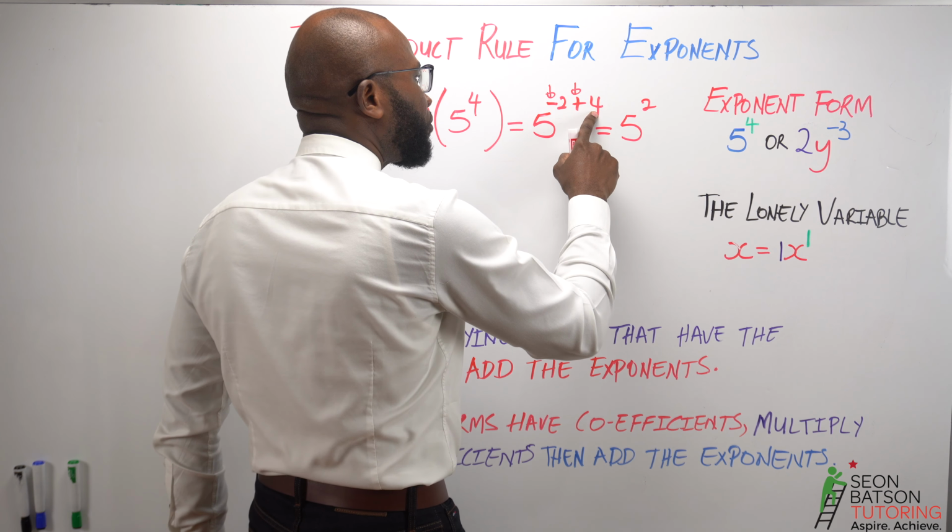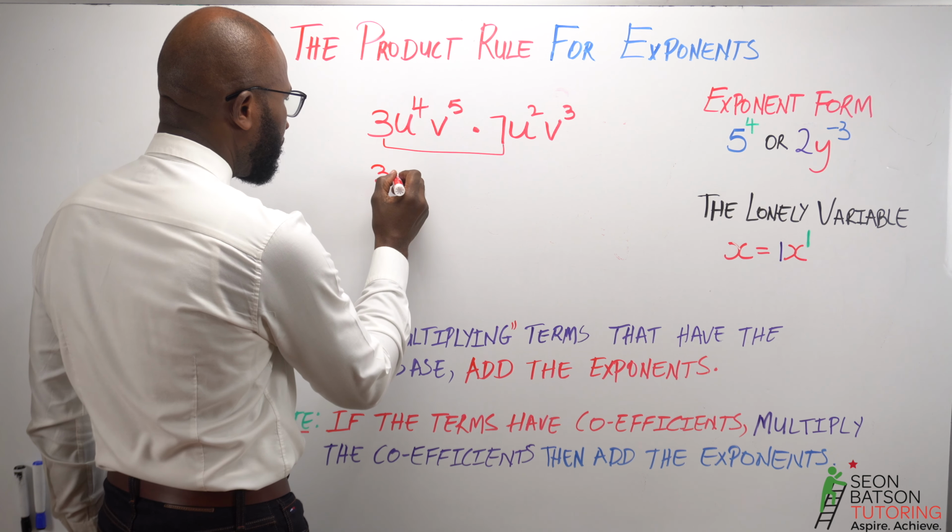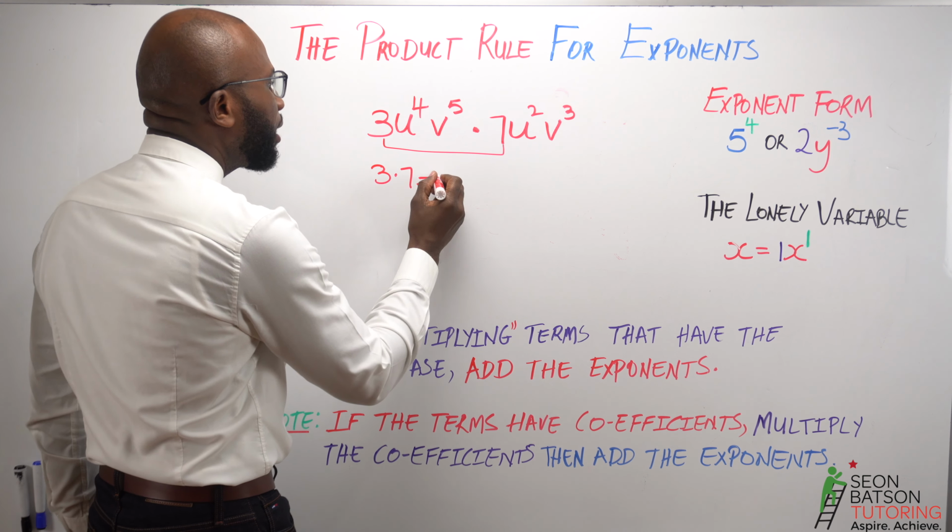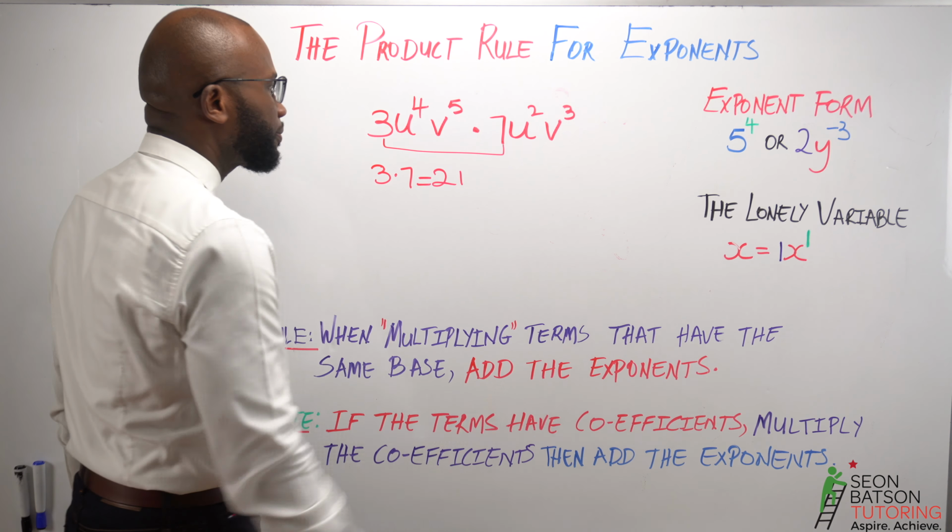All right, we have a couple of things going on here, yes? We have coefficients, and we have 2 sets of variables. Don't worry, we will break it down and go step by step. First, we have coefficients, yes? We have 3 and 7. So let's deal with the coefficients first, yeah? We can do 3 times 7, and that is 21.